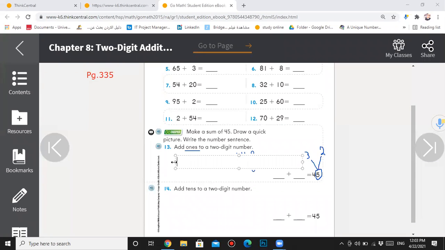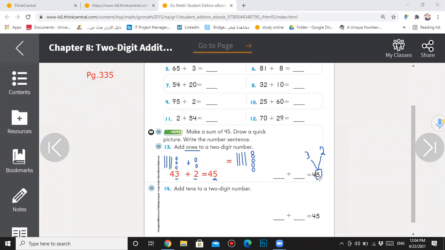43 plus 2 equals 45. So I only add the ones. 3 plus 2 equals 5. And here are the tens, the 4. You can draw 4 tens: 1, 2, 3, 4. And write the plus. 3 ones: 1, 2, 3, and you raise 2. Will that give me 45?